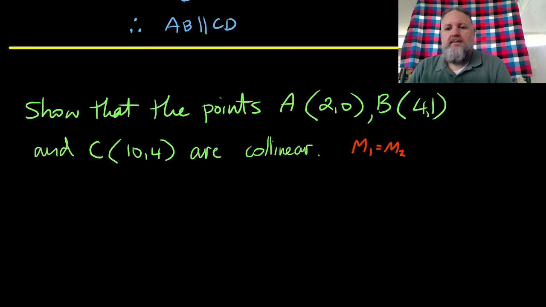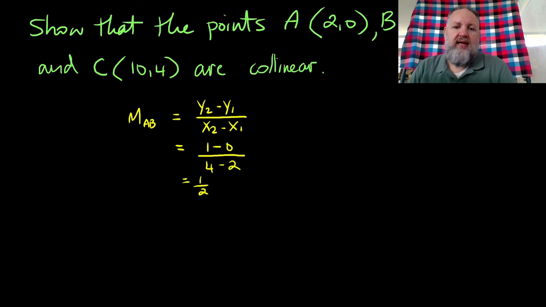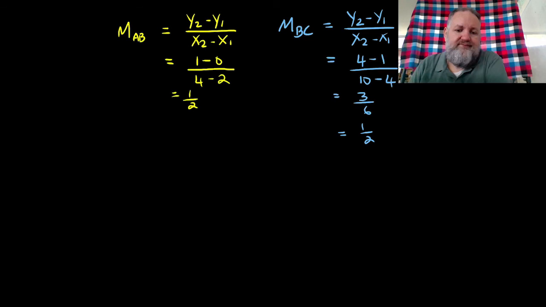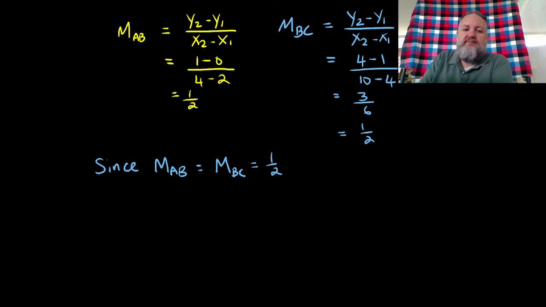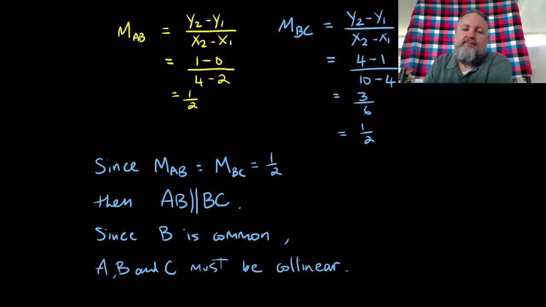Okay, so let's do that. Let's find firstly our gradient of AB, and there it is there. I get a half. I then find my gradient of BC, which is also a half. So I can say, well, since the two gradients are equal, then AB and BC must be parallel. And since B is common, ABC must be collinear.